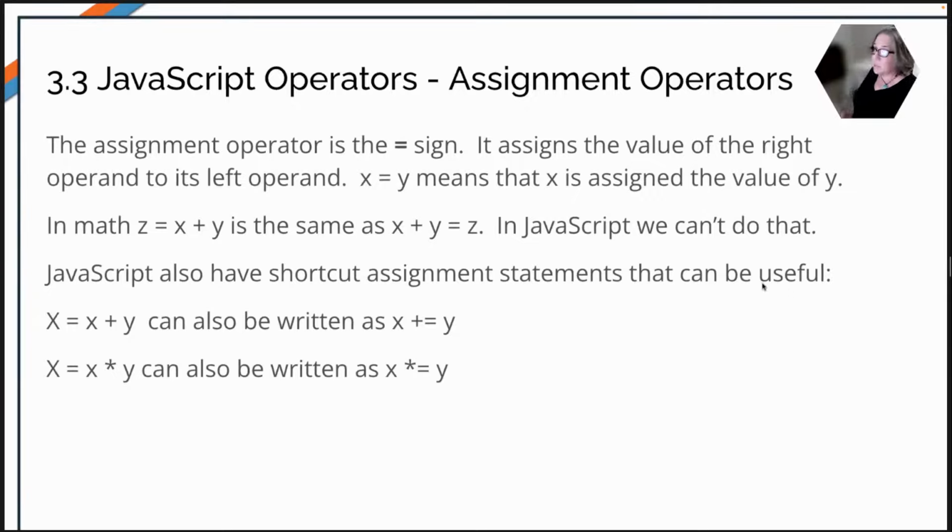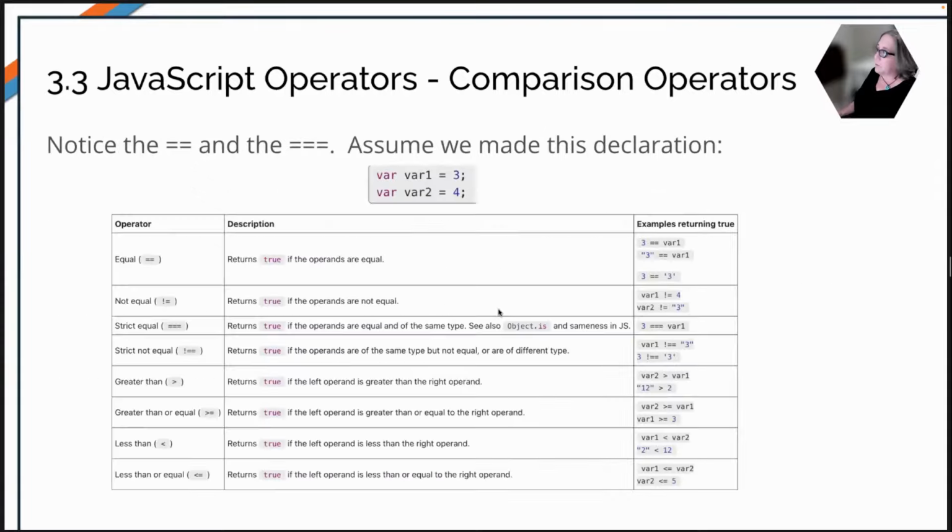Shortcut assignment statements. x equals x plus y could also be written as x plus equal y, and x equals x times y can be written as x star equal y. It means exactly the same thing. Some people prefer to always write it out. Some people hate writing extra stuff, so they like to do this. Whatever you prefer when you are programming.